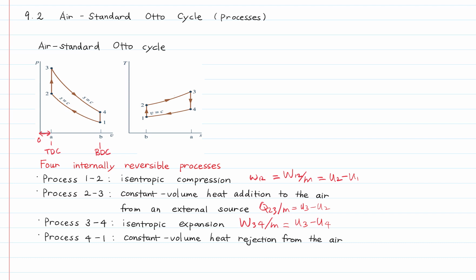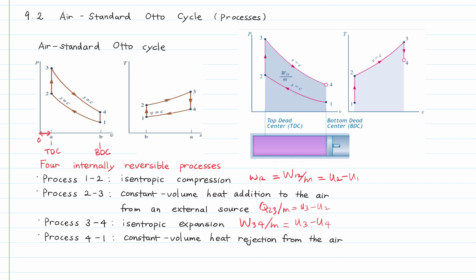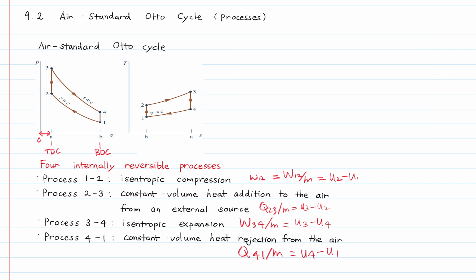The final process 4-1 is a constant volume heat rejection. The piston stays at BDC. The volume of air remains constant, no boundary work. Pressure and temperature decrease. Heat is rejected from the air. So what we have, Q for 1. The heat transfer from air is the specific energy difference between state 4 and 1. This completes the cycle.